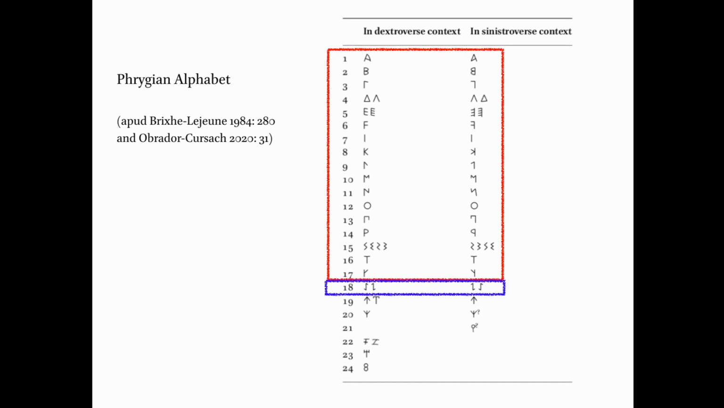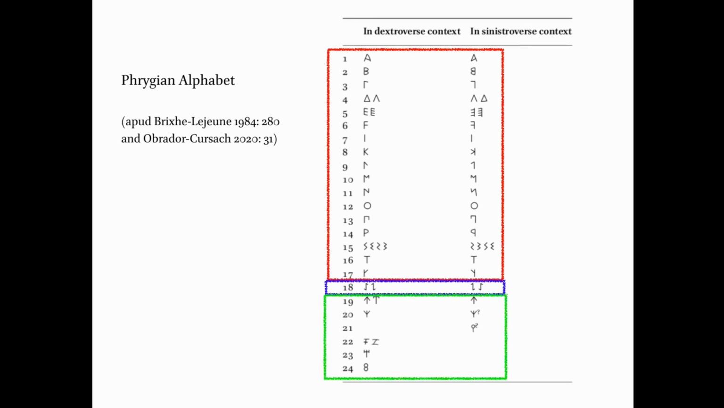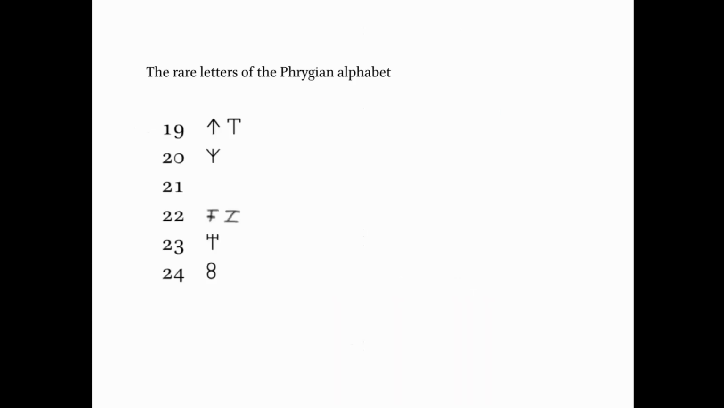In this case, Phrygian is definitely different from Greek, as Greek uses the same letter for both e and y, without distinction. But there are some other letters whose meaning is not so clear until now, and even the discussion in the recent book by Obrador Cortasa did not clarify the question completely. I would almost say the opposite. So these are these letters.